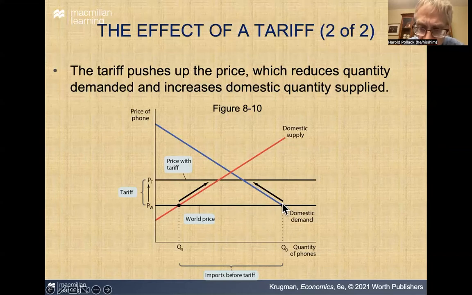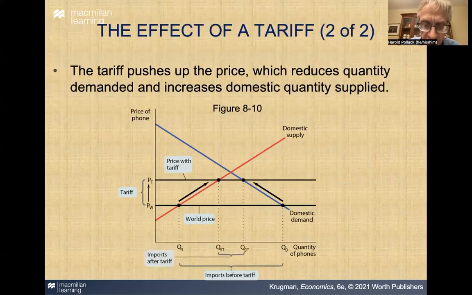The domestic demand, in the absence of the tariff, it would have been here. With the tariff, it jumps up to here. And you can see that the imports are going to go way down. Without the tariff, this is imported phones. With the tariff, this is going to be the imported phones. So the tariff is very effective at reducing the imports.